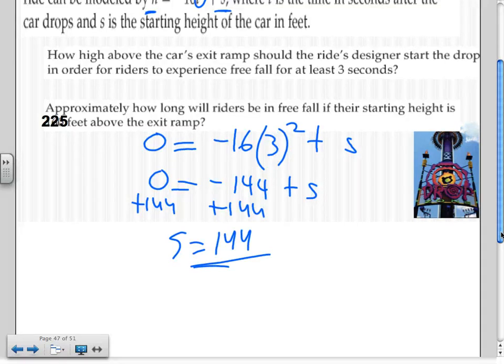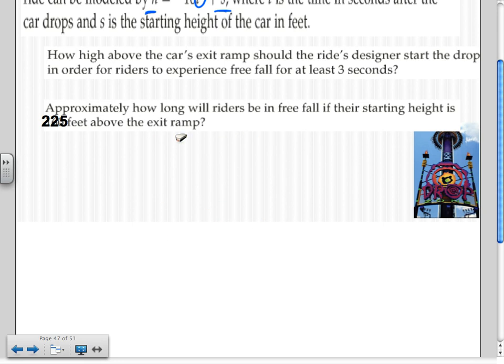So this kind of problem, just read carefully and plug them in. If you look at this second question right here, it asks: approximately how long would a rider be in free fall? So what is it asking us to find? How long is what variable? The time. So I'm asking you to find t, right?